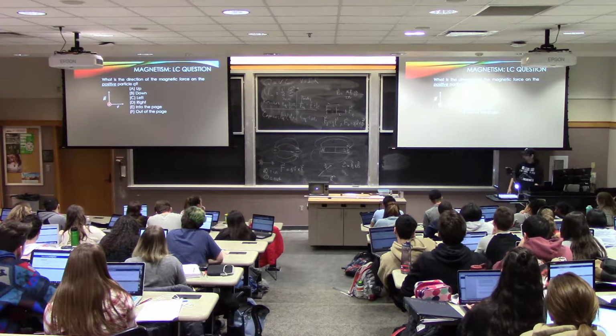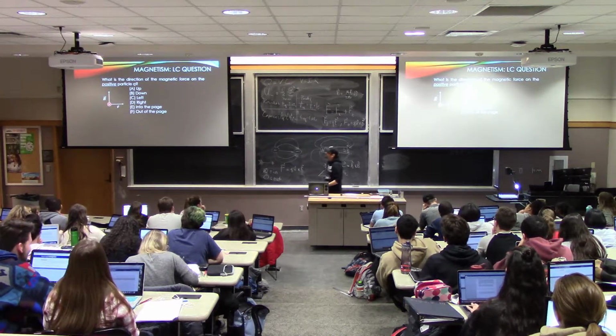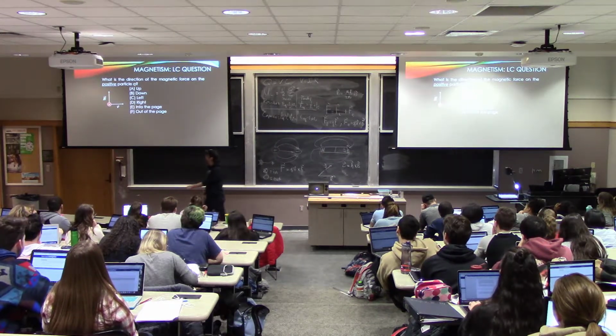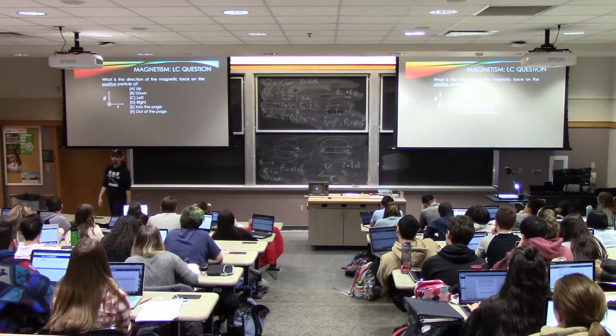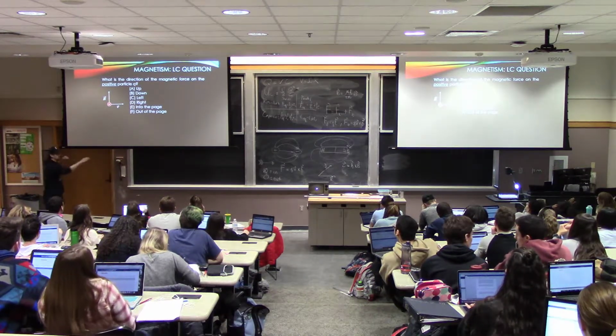So that's the notation that we use to show what into and out of the page look like. So based off of this discussion of the cross product, what I want you to do is to figure out the direction of the force for this particle in the presence of this magnetic field, with some velocity that's moving to the right.